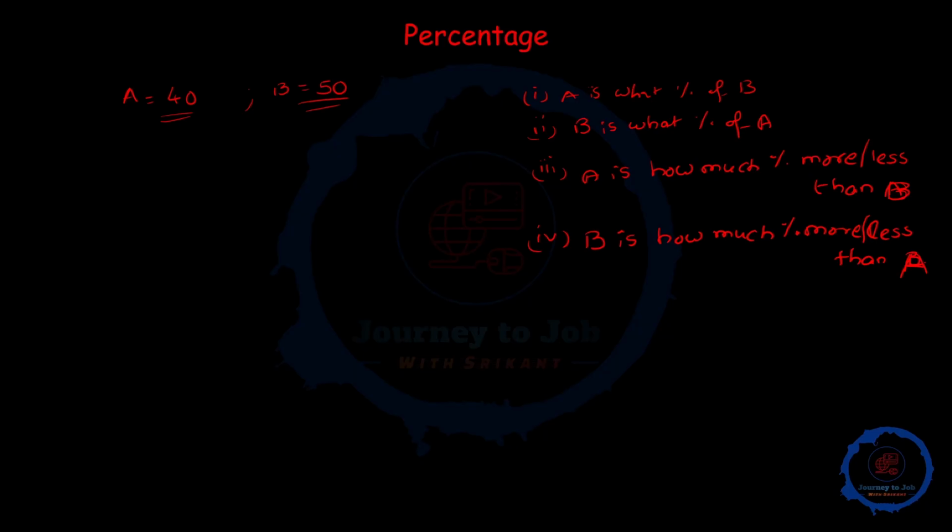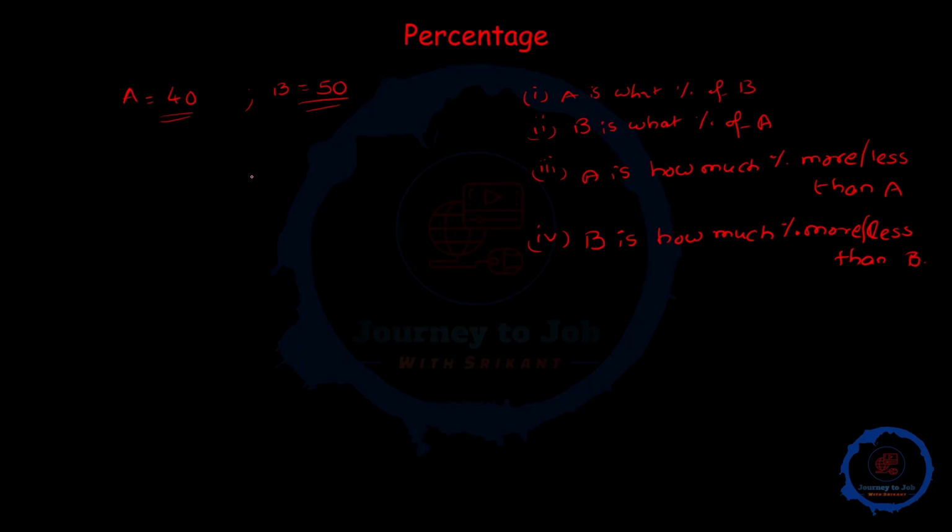లెట్ us consider A is equal to 40 and B is equal to 50, and let us raise few questions to ourselves like this. Question 1, A is what percent of B? Next, B is what percent of A? And next, A is how much percent more or less than B, and B is how much percent more or less than A. By solving these 4 problems, we try to understand or learn few formulas related to percentage.